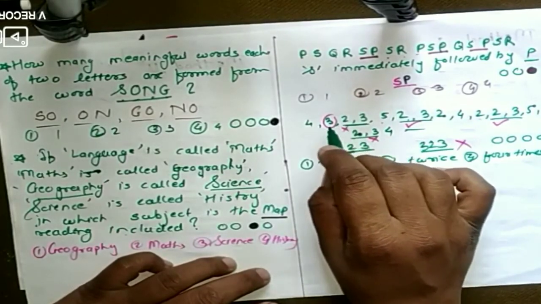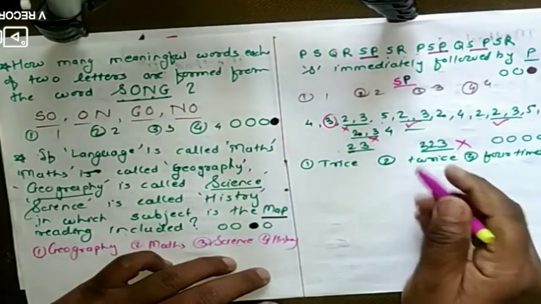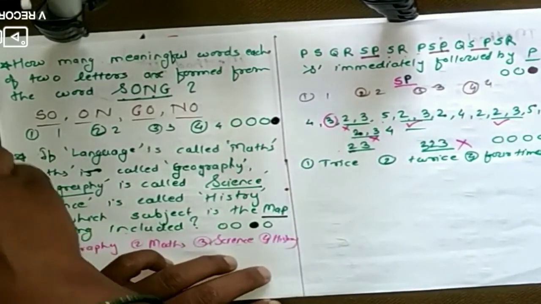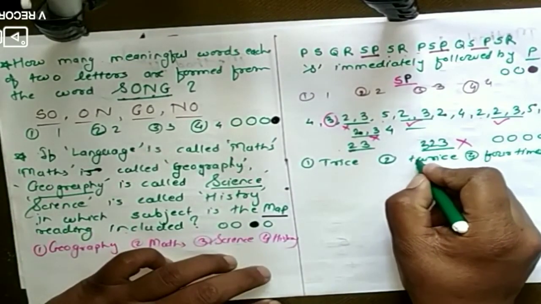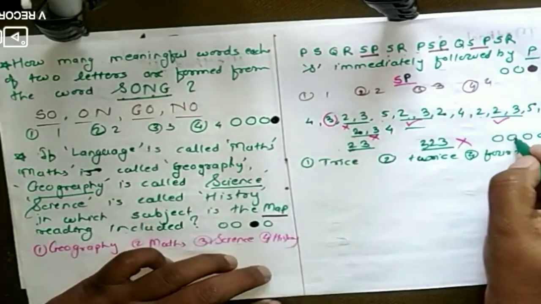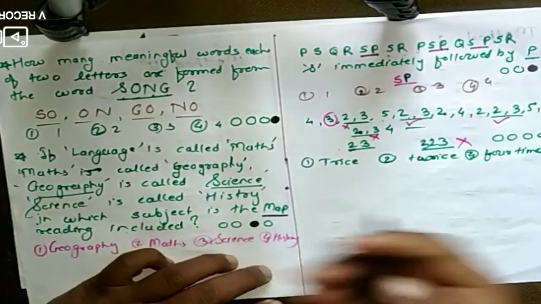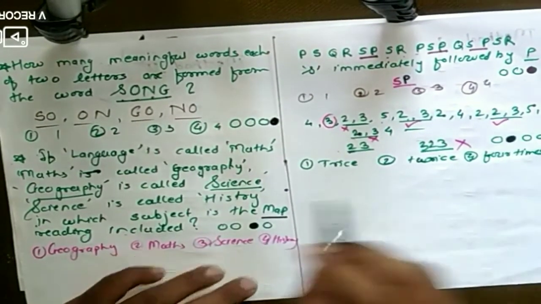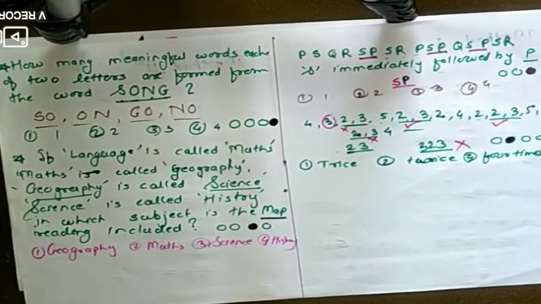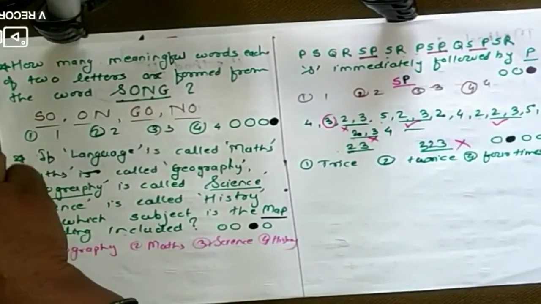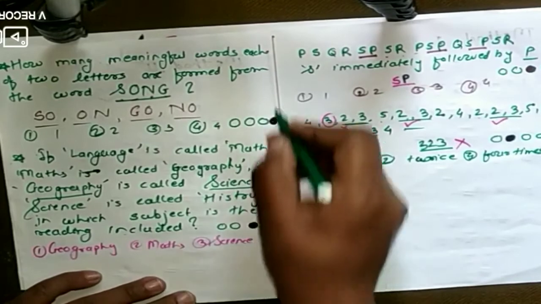But if 3 follows 2, then we have to cancel it. So its answer is twice. So we have to circle that answer. That is the second option, we have to circle from this. So such types of questions are there. Again we will see one more question. Again this number series only is there.